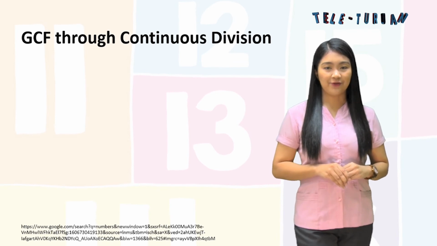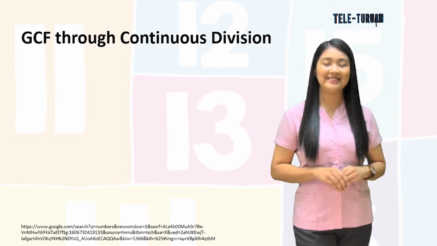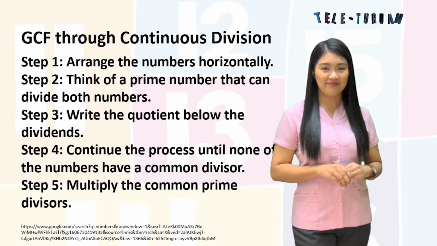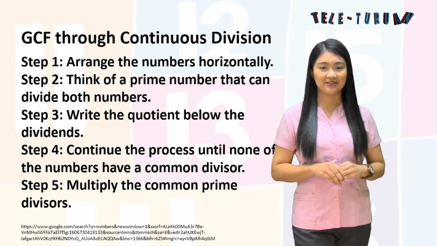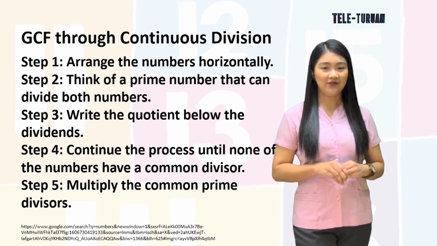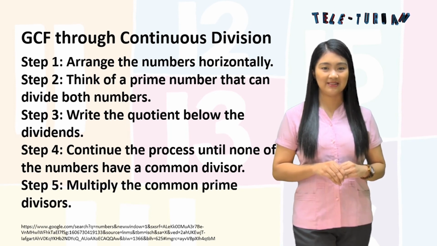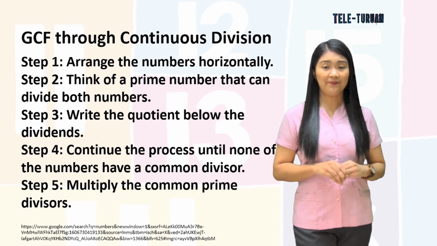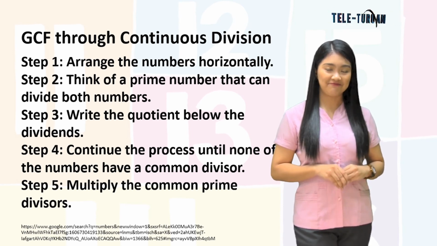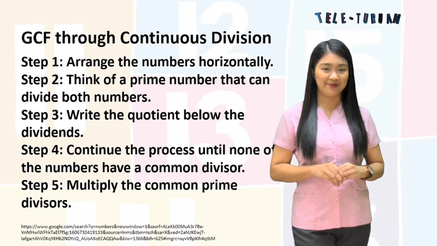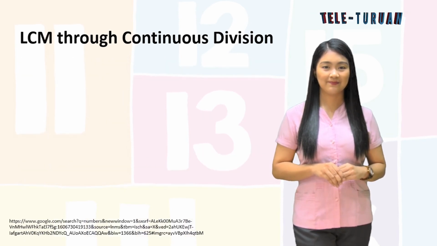Greatest common factor through continuous division. Step 1, arrange the numbers horizontally. Step 2, think of a prime number that can divide both numbers. Step 3, write the quotient below the dividends. Step 4, continue the process until none of the numbers have a common divisor. Step 5, multiply the common prime divisors.